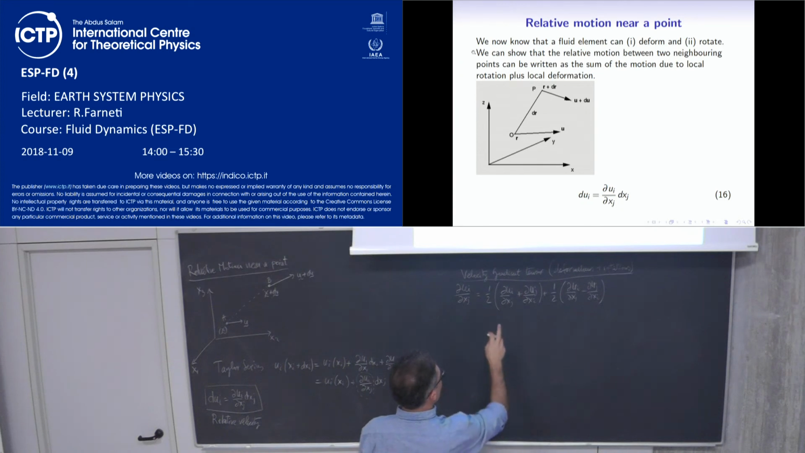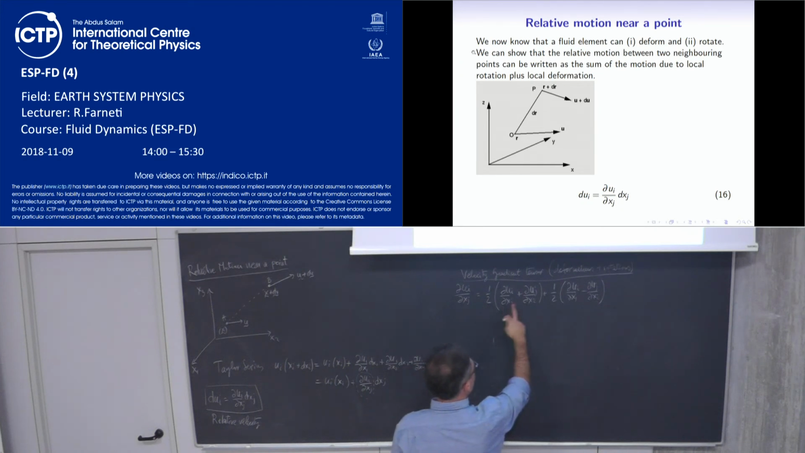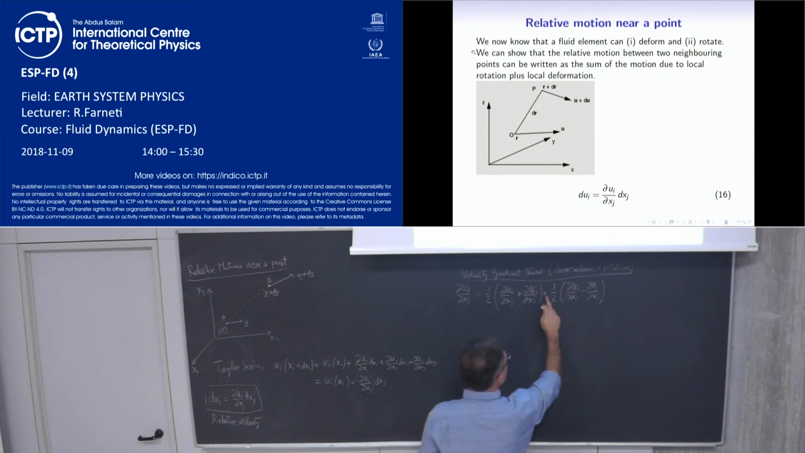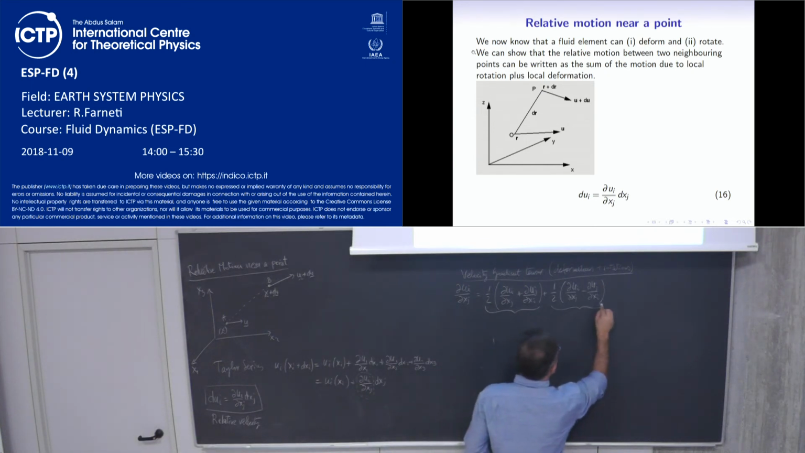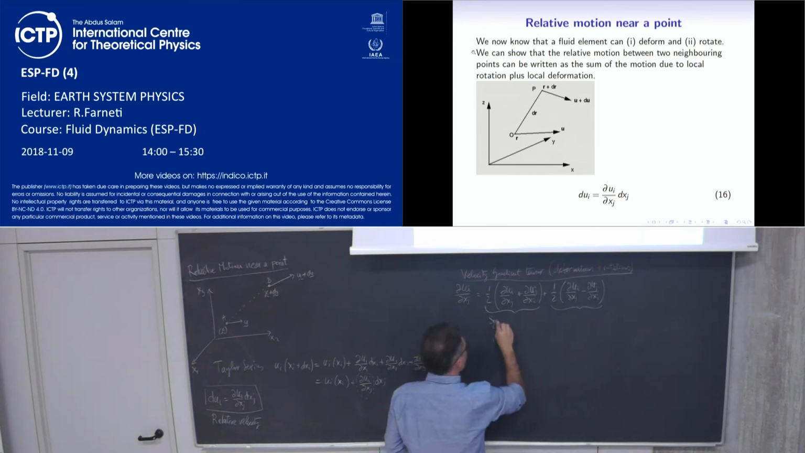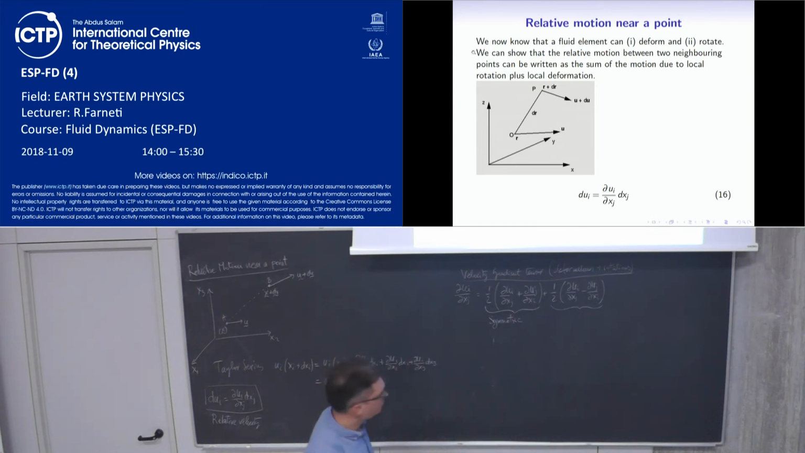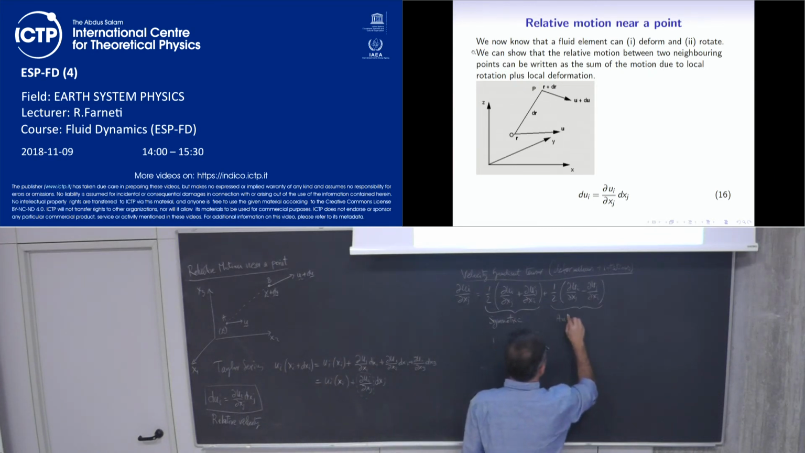Okay, so this is just half of the velocity gradient tensor plus half of the velocity gradient tensor, fine. And this is half of this minus half of the same, so I'm not adding anything, okay. I've just decomposed the velocity gradient tensor into two parts, and now these two parts are going to be very different. This happens to be the symmetric part of the tensor, whereas this is the antisymmetric part of the tensor.